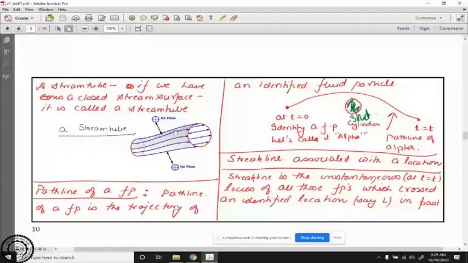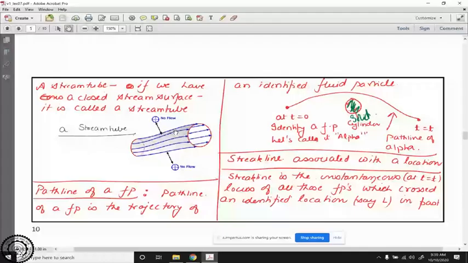Sometimes we use that idea for the simplification of equations. So this could be applied in some ways. It is an interesting concept to be aware of. All right, so this was about streamlines.